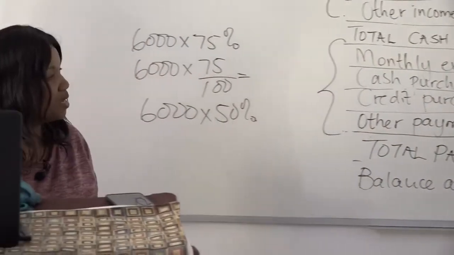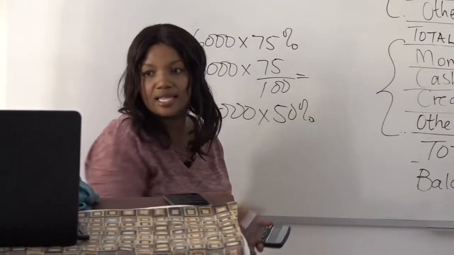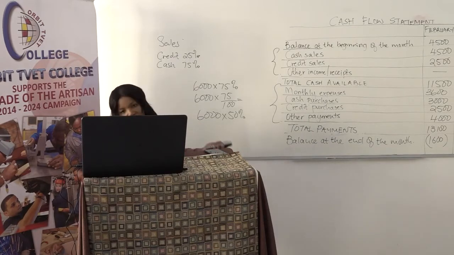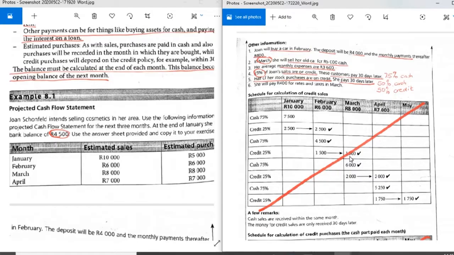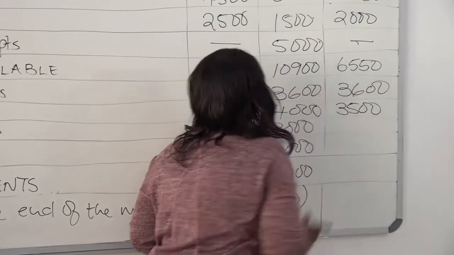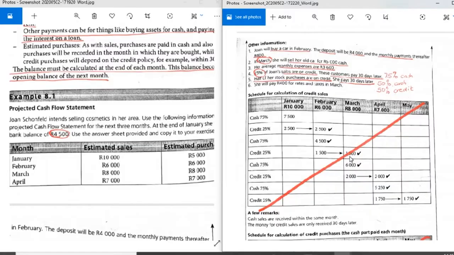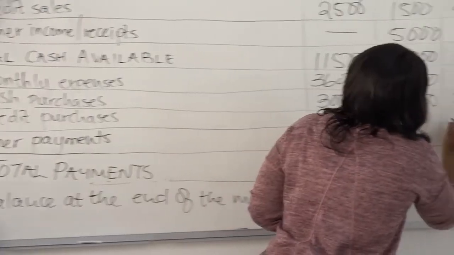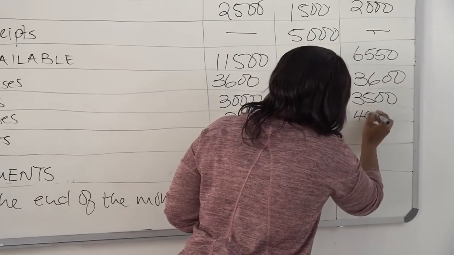We already dealt with monthly expenses. Now we need to calculate the cash purchases. Very simple because it says half, meaning 50-50. Now for April, our cash purchases amount to 7,000. Half of 7,000 is 3,500. Then our credit purchases. We go back to the previous month, which is March. Half of our 8,000 is 4,000 rands.